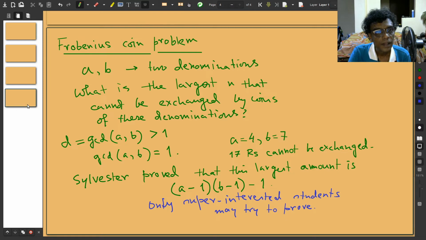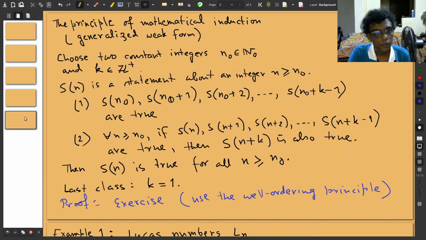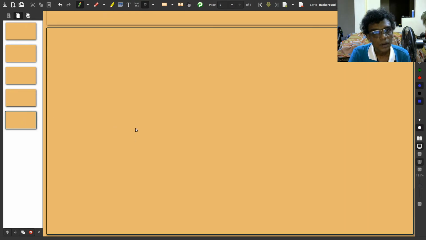Anyway, so let us move to another example. Which one shall I take? Okay, this one is okay. Good. So this is my example 3.